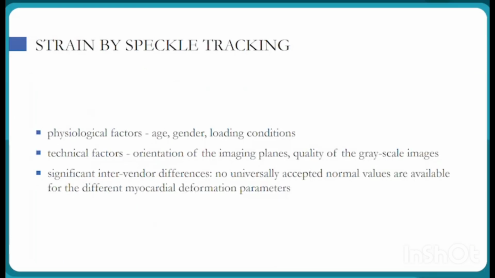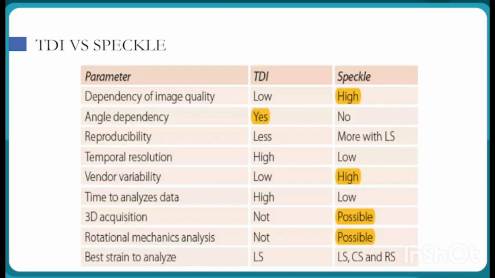The factors which determine strain when we are doing it by speckle tracking are physiological factors like age, gender, loading conditions. Then there are technical factors like orientation of the imaging planes, quality of the grayscale images. Significant inter-vendor differences are present in terms of the normal values. So there are no universally accepted normal values for different myocardial deformation parameters.